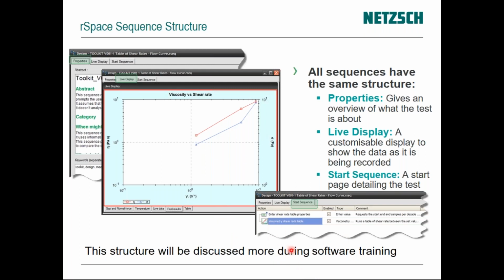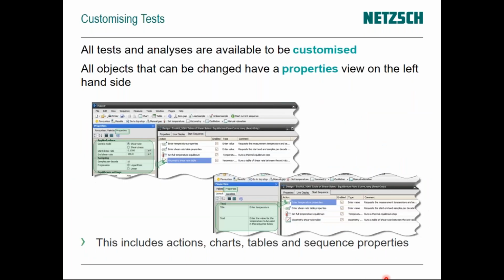And then the last tab is the start sequence, and this actually shows you what the sequence is doing. So in the test, there's lots of actions, and if you click on one of the actions on the left-hand side in the properties window, you can see what that action's doing.